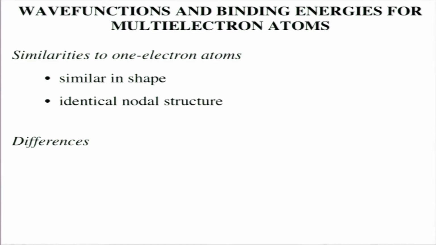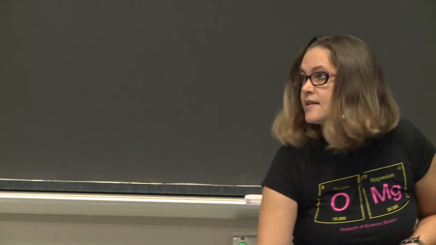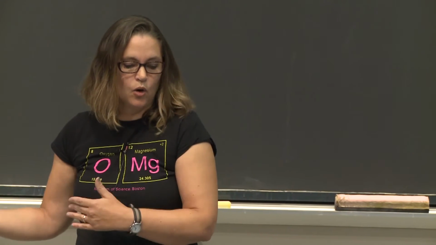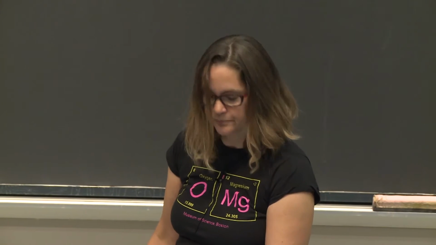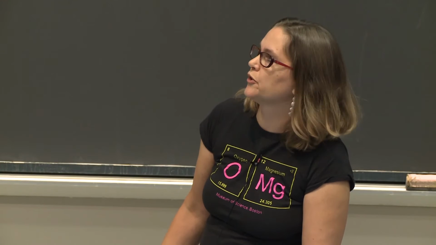Other similarities, again, include the nodal structure, which I just mentioned. S is always going to be spherically symmetrical, P is going to have those nodal planes, the angular nodal planes. So that's the same. Differences, though, have to do with the energy levels. So orbitals in multi-electron atoms are lower, more negative in energy than their corresponding orbitals in the H atom. So let's take a look at this and think about why this is true.